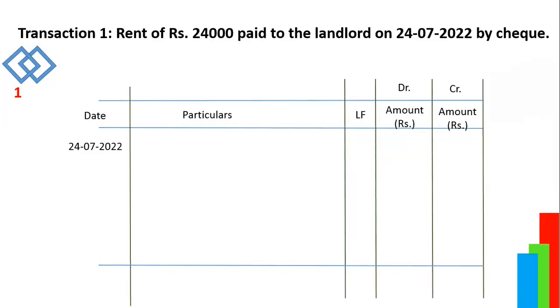In transaction 1, rent for rupees 24,000 paid to the landlord on 24/7/2022 by cheque. So let us see how the journal entry is made for this example. Just using the reasoning discussed in the previous slide, rent account will be debited for this transaction because rent is an expense and any expense is debited in the books. And since the payment is made through cheque, bank account should be credited because payment has reduced the bank balance for the business.